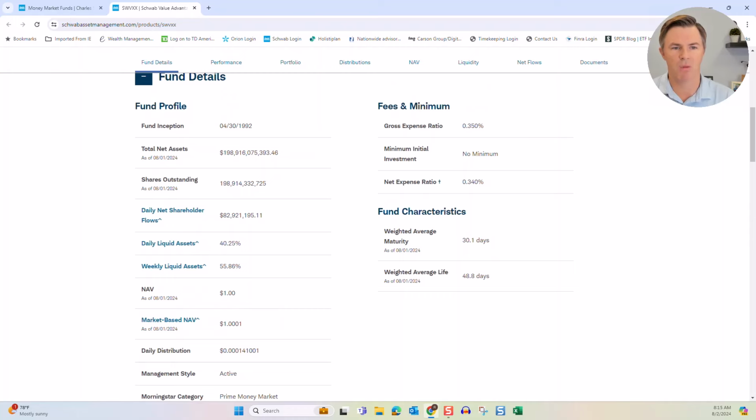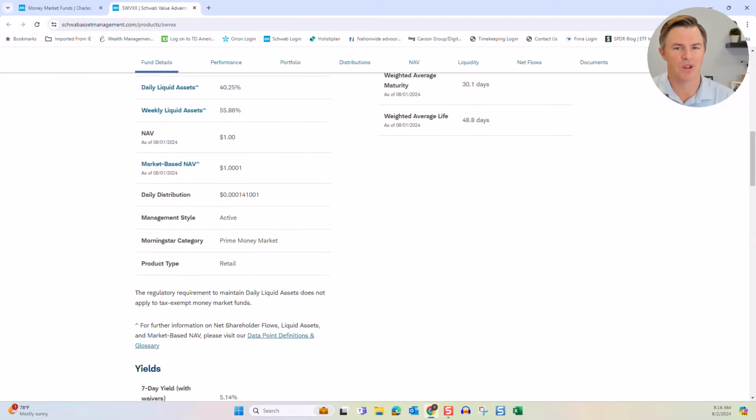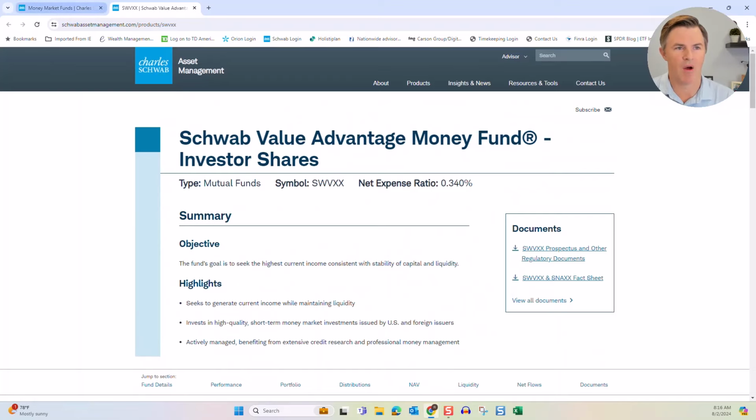So you can see how much money's in the fund. There's currently $198 billion in the fund. So there's a lot of money in the fund. There's other information in here about the fund, but that's just a little bit of how that fund would work.